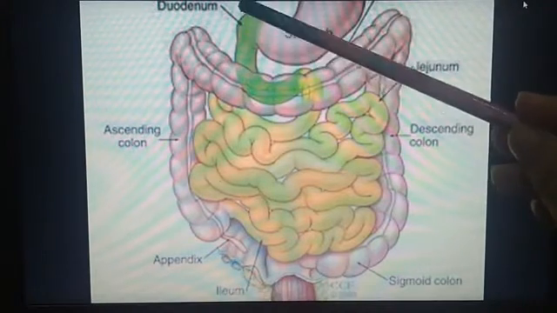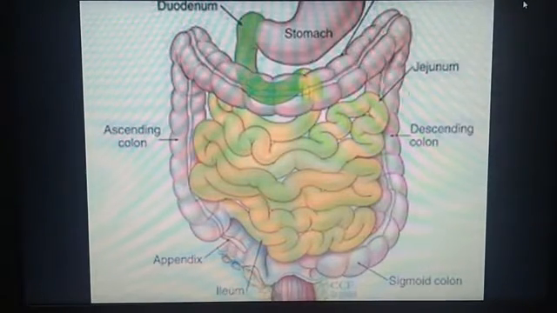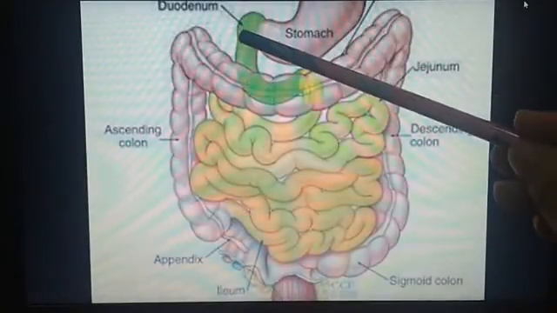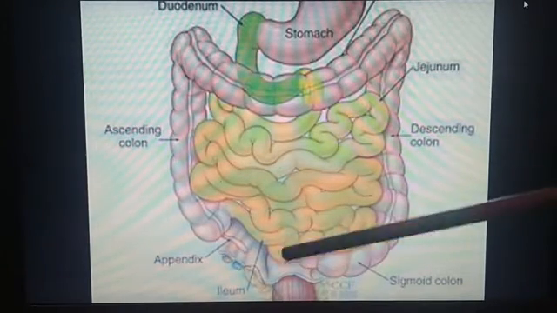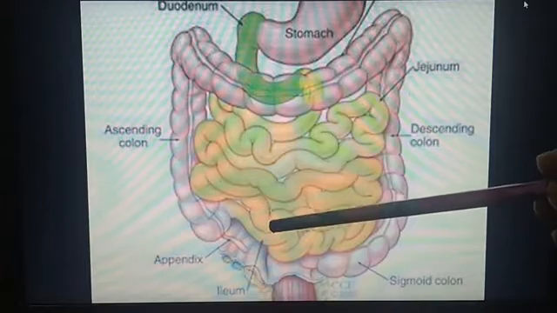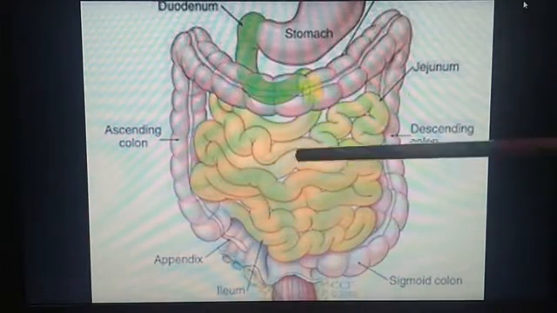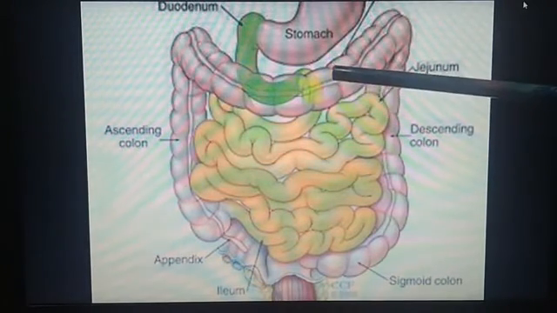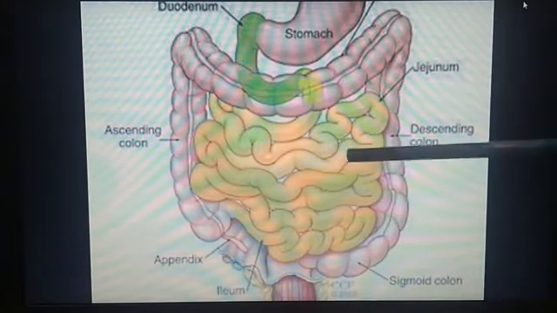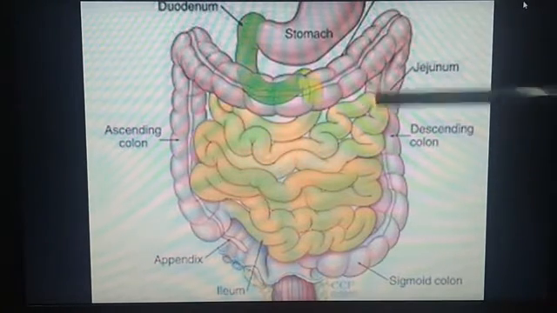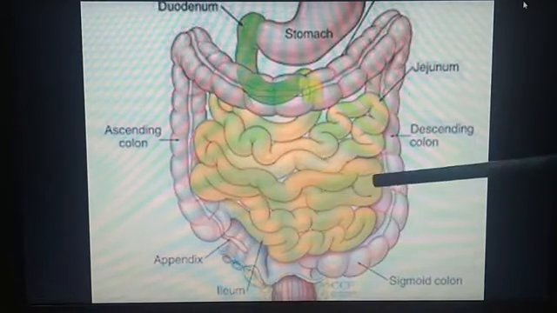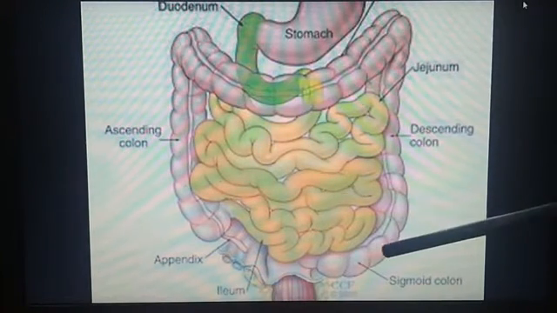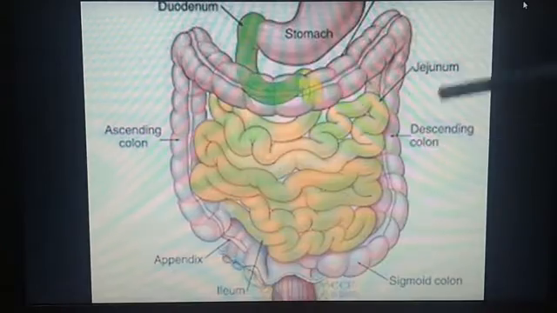Duodenum is the first segment of the small intestine. It's largely responsible for the continuous breaking down process. The jejunum and ileum are the lower parts of the intestine and are mainly responsible for absorption of nutrients into the bloodstream. Once the nutrients have been absorbed and the leftover liquid food has passed through the small intestine, it then moves to the large intestine or colon.